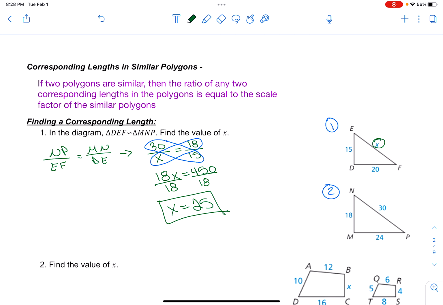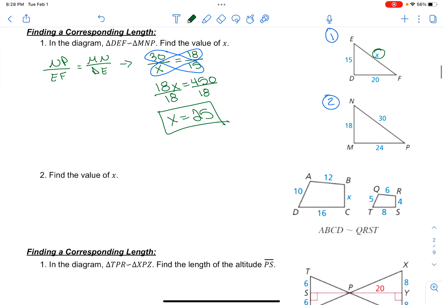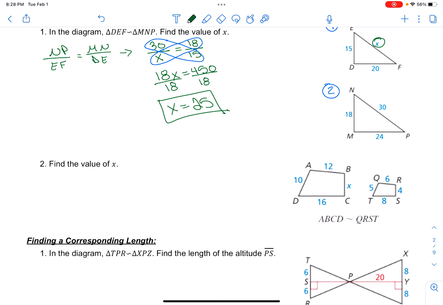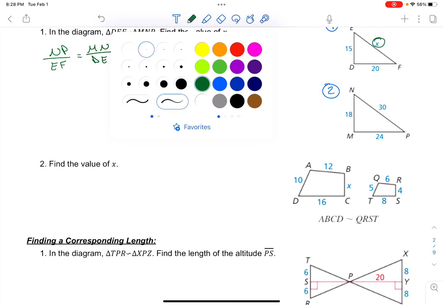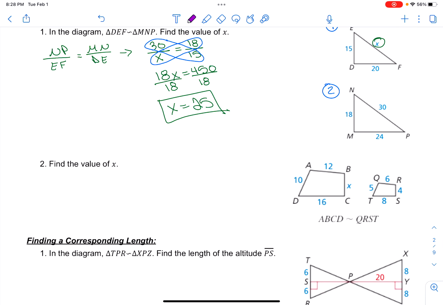And that is all we had to do there. We just had to solve for that missing side. So then in number 2, we have the same idea, except now for once we don't have a triangle. We actually have a quadrilateral to deal with. So it doesn't tell us a similarity statement, but based off of the shape and the way it's laying, we can kind of figure out what is what here.